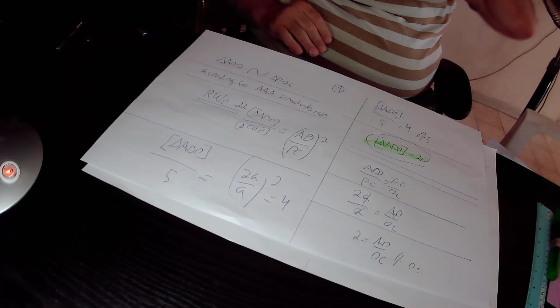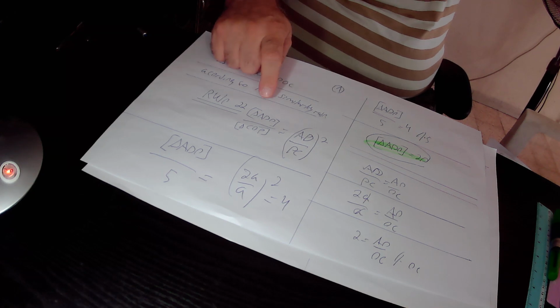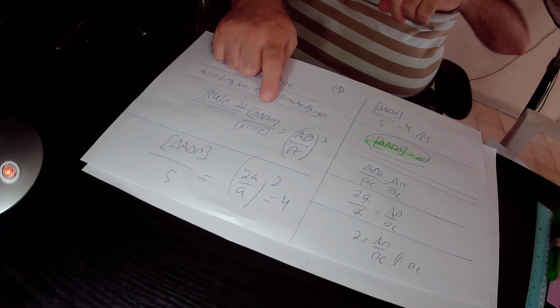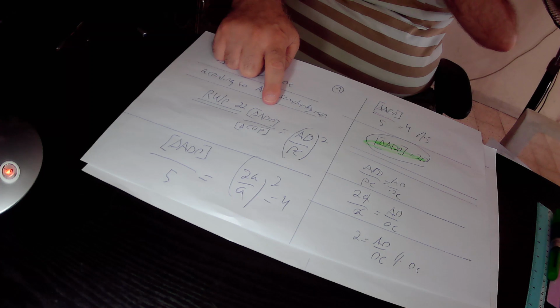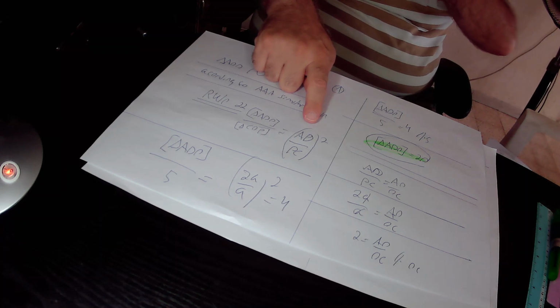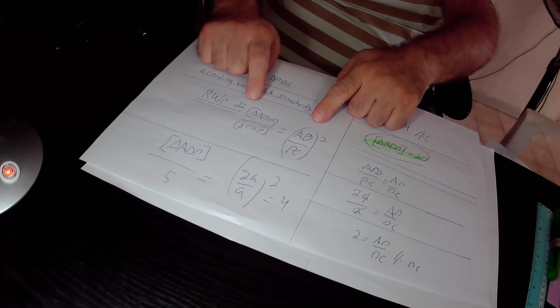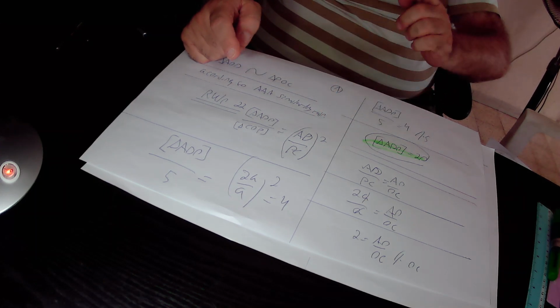So according to rule 22, the ratio between the areas of the two similar triangles, the area of triangle AOD over the area of triangle COP, is equal to the square of the ratio of their corresponding sides, that is AD over PC squared. This is the implementation of rule 22 in our drawing.